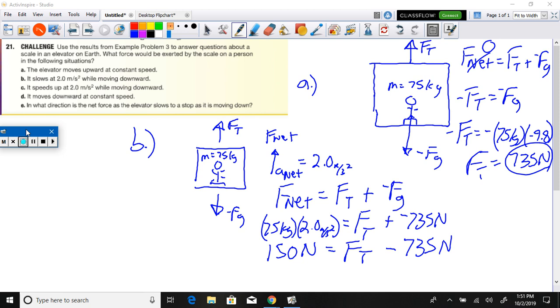Right, Riley? Riley, move the 735 to the other side and give me the answer. Hashtag algebra. Yep. 885 newtons. Okay. So, how heavy does that person feel now? 885 newtons.